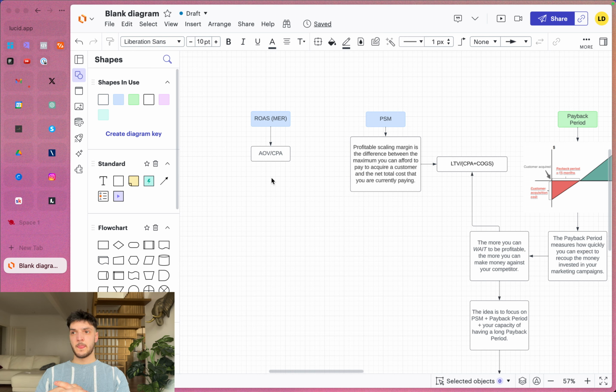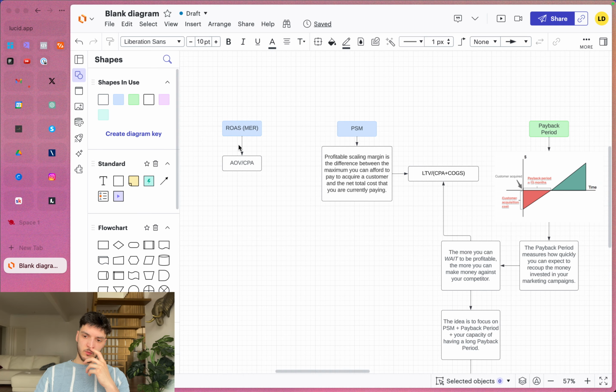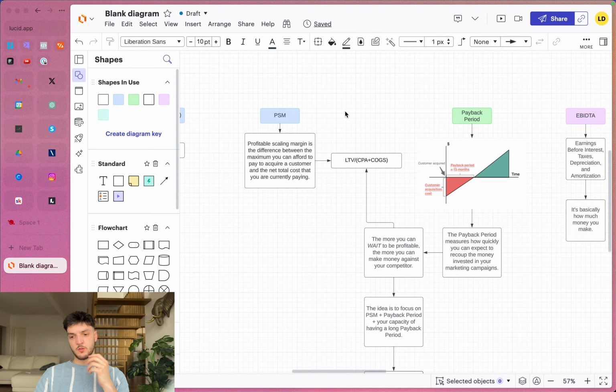So you're basically looking at the ROAS, data which doesn't really tell you anything about how to scale. And also it doesn't tell you anything about the treasury of your business, about the profitability. All of this doesn't make any sense, okay? So that's why I'm giving you another alternative, which is the PSM.